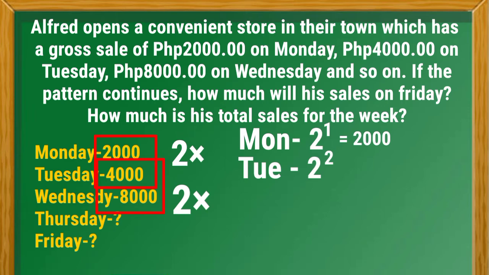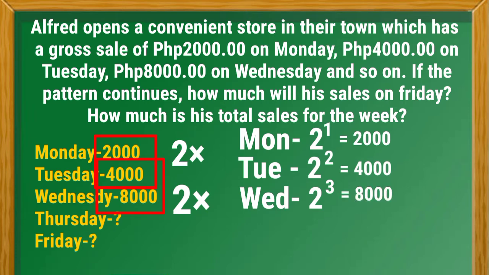And this is definitely equal to 4,000 pesos. And on Wednesday, that is 2 to the power of 3, which is equal to 8,000 pesos. What is the exponential notation on Thursday and Friday? We will continue the pattern. So on Thursday, that is 2 to the power of 4. And Friday, that is 2 to the power of 5.